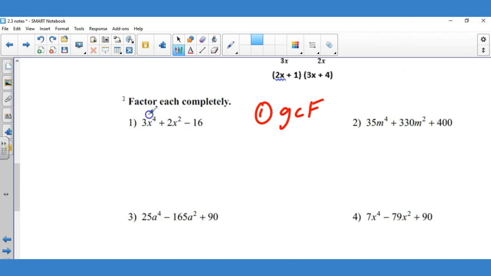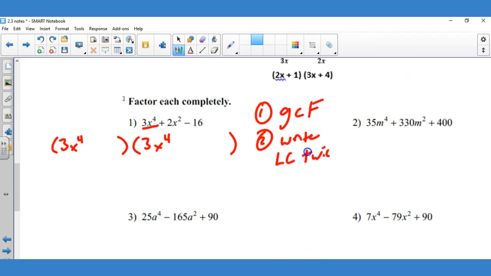So the second thing we're going to do is take our leading coefficient, which is this 3 right here. See this x to the 4th? That's the highest degree. Well, this coefficient in this term is the leading coefficient. So 3x to the 4th. We're going to write that twice, okay? So write the leading coefficient twice, okay?